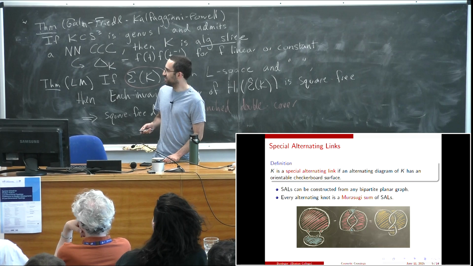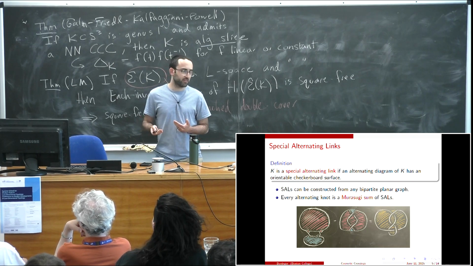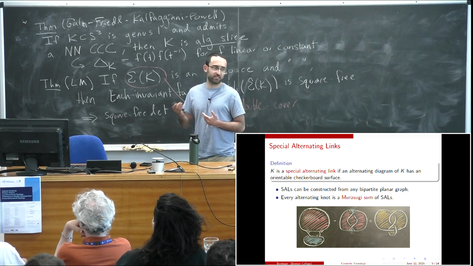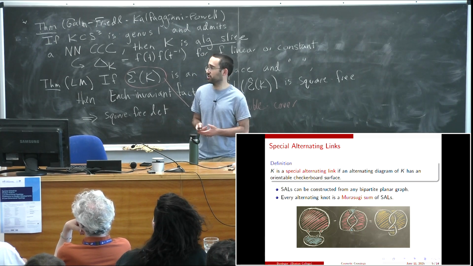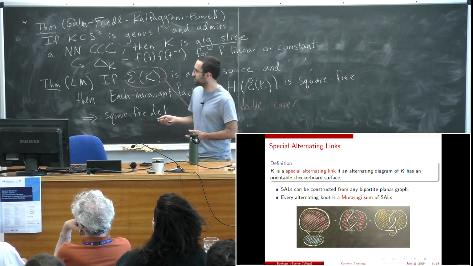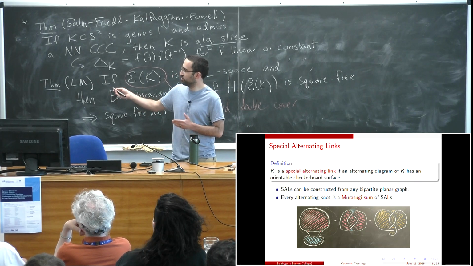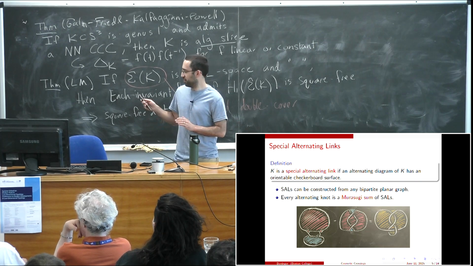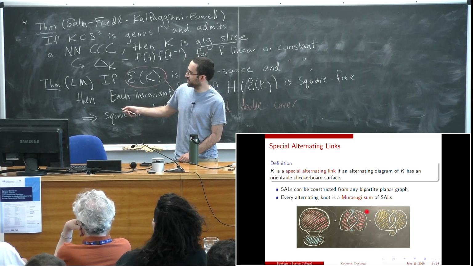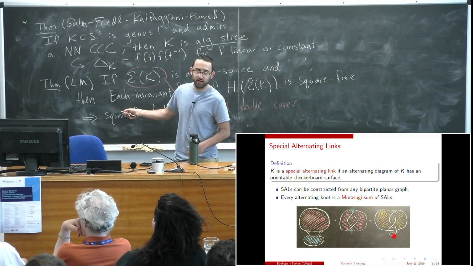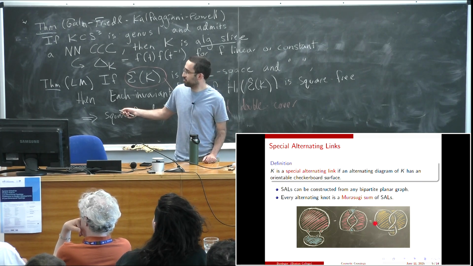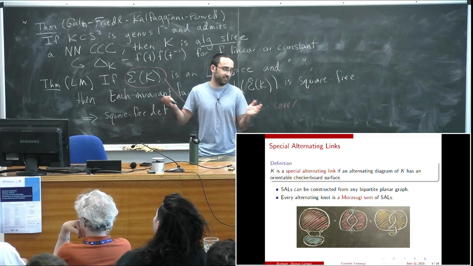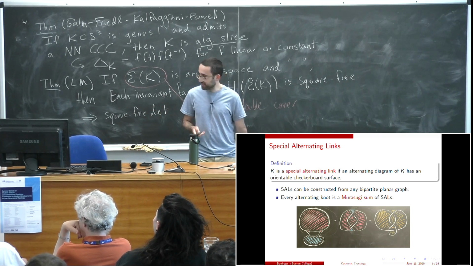Another nice thing is, they were introduced by Murasugi, used for some classical results. And Murasugi used special alternating knots to prove facts about all alternating knots, using this fact that every alternating knot is a Murasugi sum of special alternating links. I'm not going to define that, but hopefully you can see from the picture that the figure 8 knot, which is not a special alternating knot, is a Murasugi sum of two Hopf links. So if you care about alternating knots, it's a reason to care about special alternating knots.